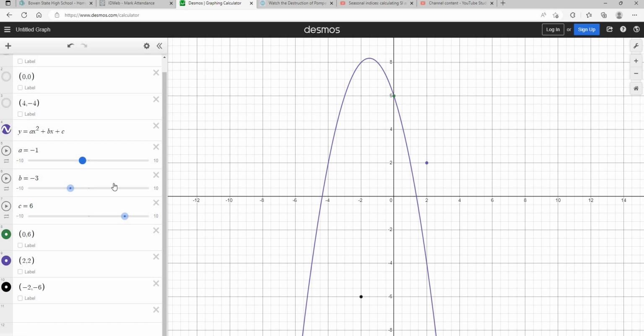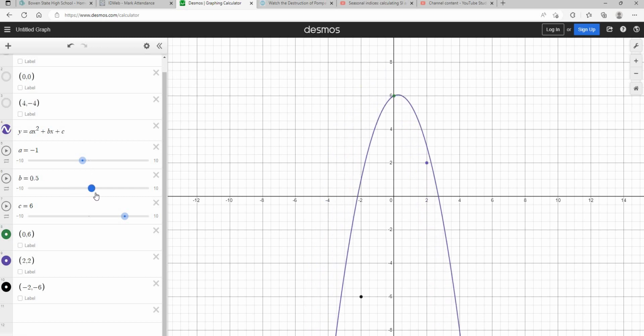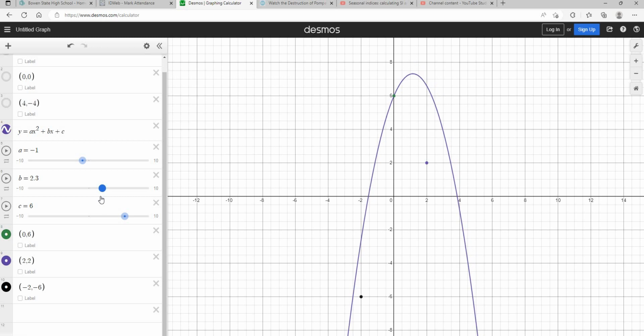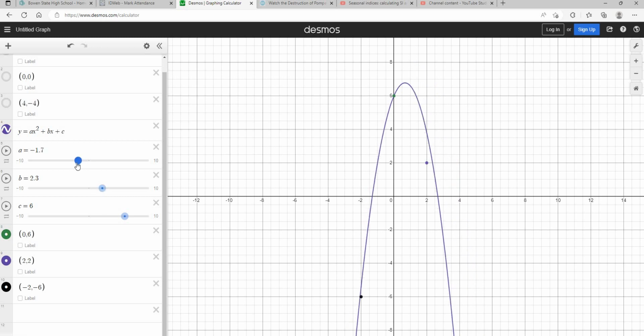Once again, my turning point will either be at the y-intercept or somewhere around it. So I'm just going to play with the B, get them a bit, I think maybe something like that, but if I play with this a little bit more. There we go. All 3.